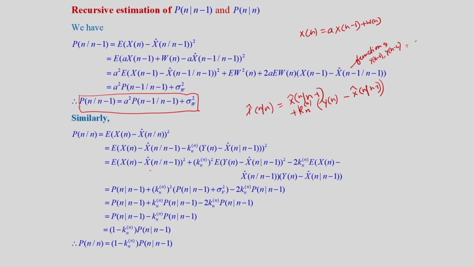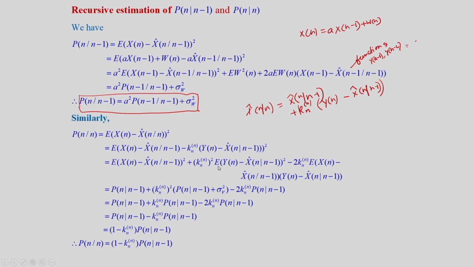So, we write like this. Therefore, E of (x n minus x hat n given n) whole square can be written like this. Now, we will combine this part. So, (x n minus x hat n given n minus 1) whole square, one term will be there, k n whole square into E of (y n minus x hat n given n minus 1) whole square.